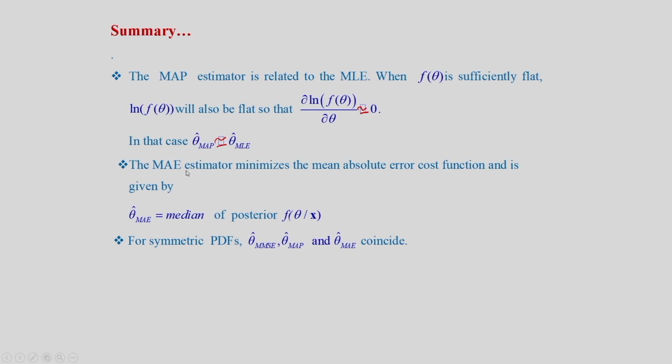The minimum absolute error estimator, the MAE estimator, minimizes the mean absolute error cost function and is given by theta hat MAE equal to the median of the posterior PDF f of theta given x. For symmetric PDFs, theta hat MMSE, theta hat MAP and theta hat MAE coincide.